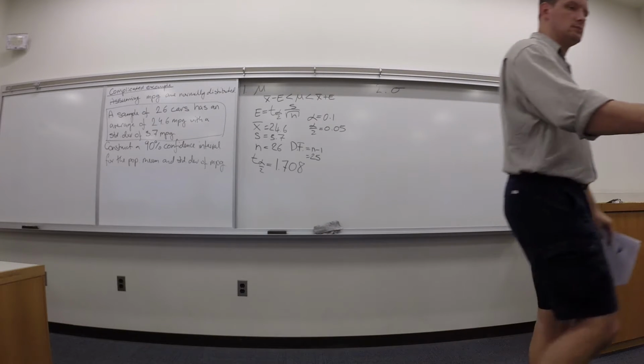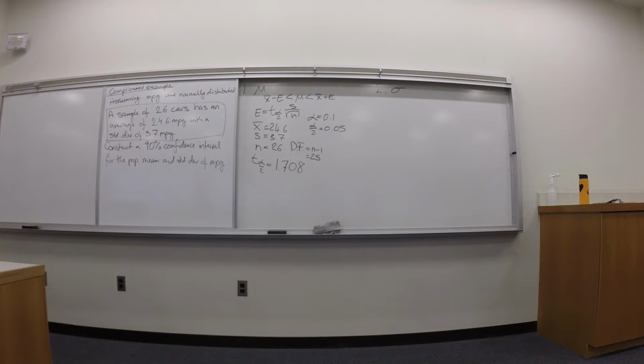Did you find it? Did you know how to get it? I just heard him say the answer. DF 25, and then what they're looking at here is the third row because the confidence level was 90. You found it? Good.